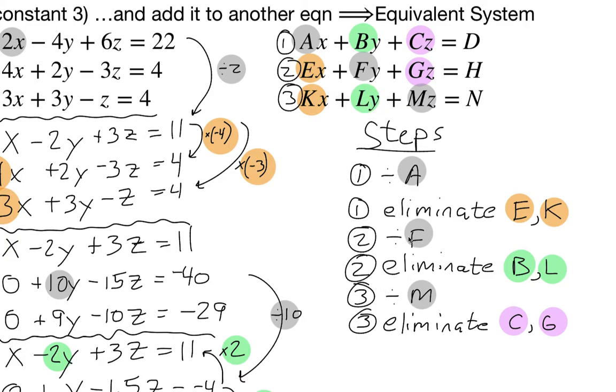Then you take equation number 3, and because you have a 0 here and a 0 here, you'll divide it by m. And then you'll use equation 3, because it's now just z is equal to some number, you'll use that to eliminate these z's up here, and you'll get your answers for x, y, and z.